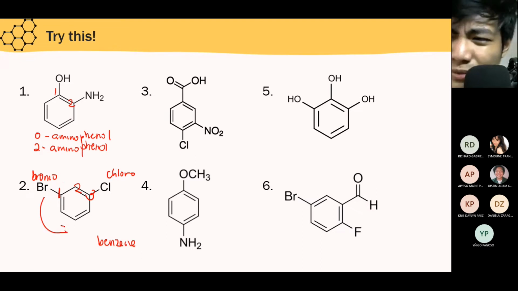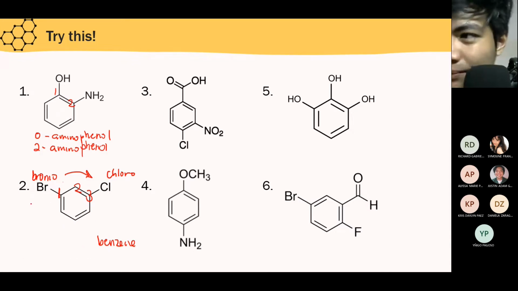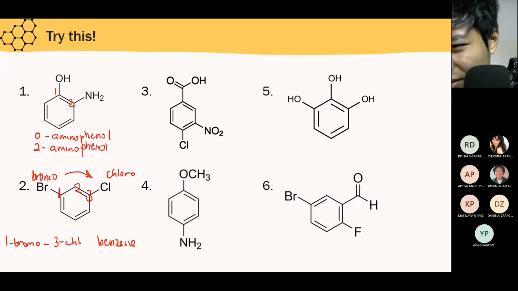If you do it this way, counterclockwise, ang magiging substituent ni chloro ay 5. But if you do it clockwise, the substituent of chloro is 3. So, which is better? Ito yung lower, no? Yung clockwise. Kasi 3 is lower than 5. So, we will use the clockwise counting. So, the name of the compound will be 1-bromo-3-chlorobenzene. Okay?